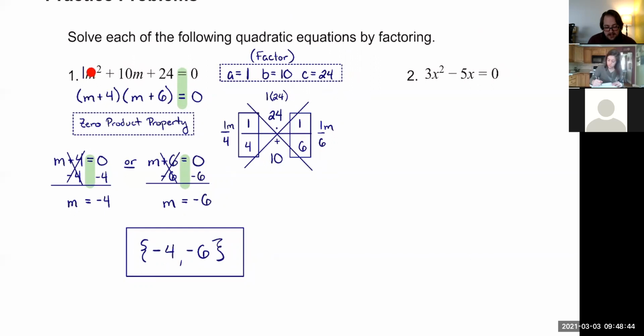If you were to plug in negative 4 for both of these m's and simplify it, you'd get a true statement. Same if you plugged in negative 6 to where the m's are. If you simplify that with your order of operations, you get a true statement again. These are the exact 2 answers, the only 2 answers that work for this unique equation.